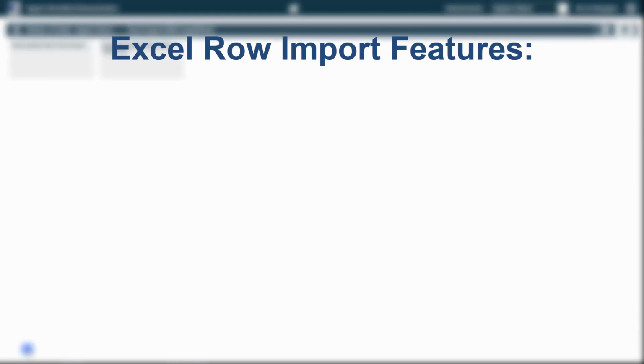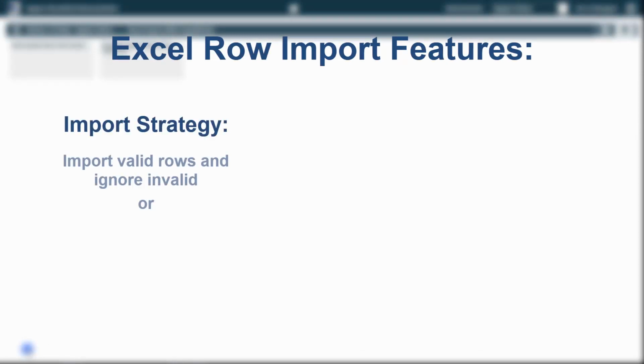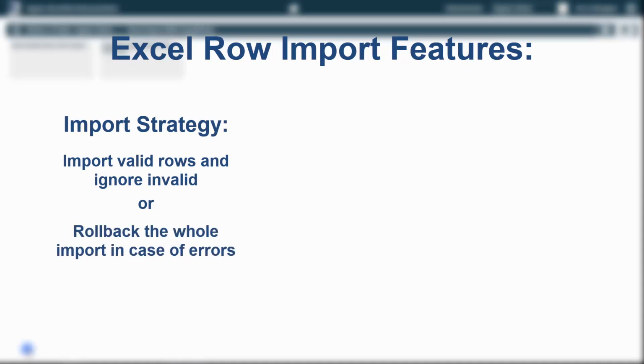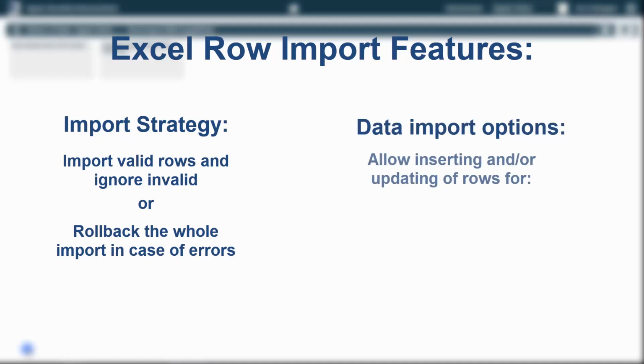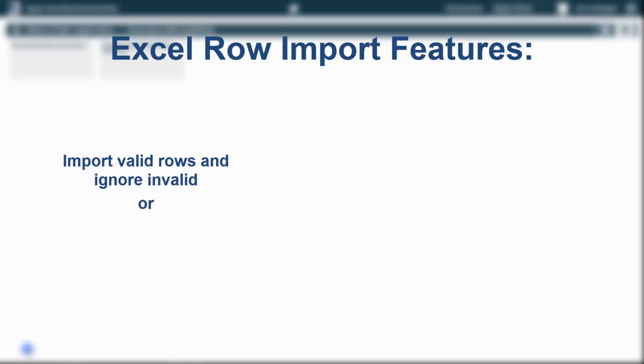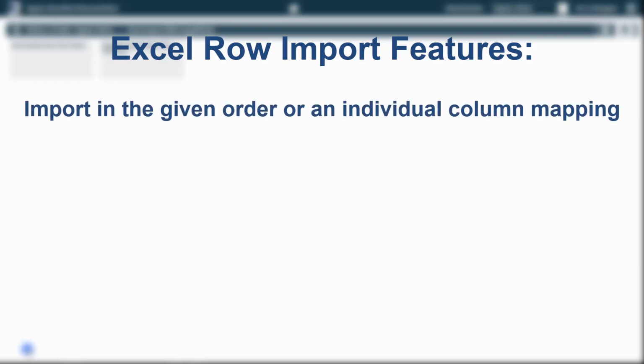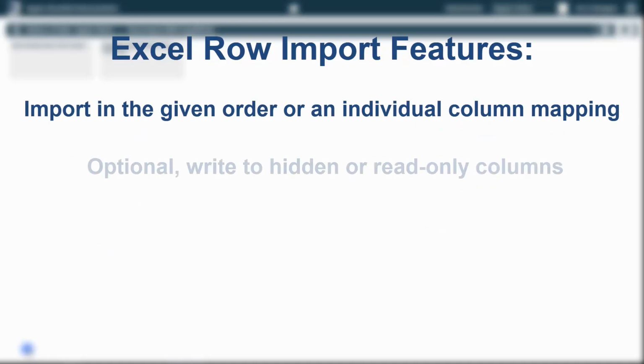Row import features are: import valid rows, and ignore invalid. Roll back the whole import, in case of invalid rows. You can allow inserting and/or updating of rows for all users, based on a calculation. You can import Excel columns in the given order, or use an individual mapping.